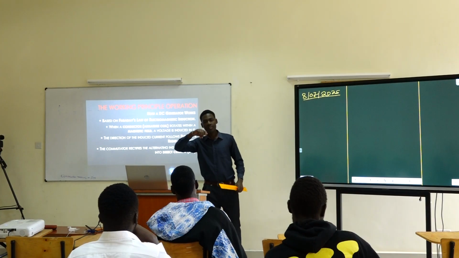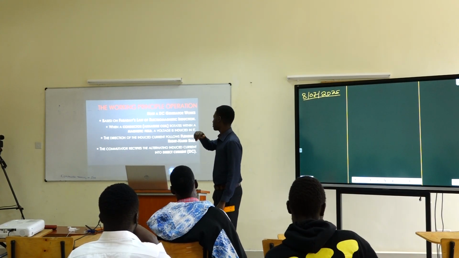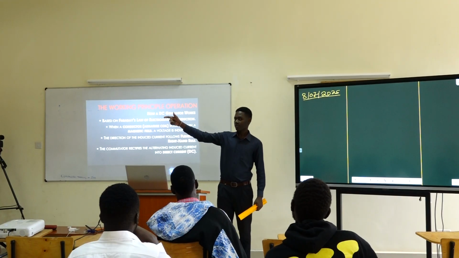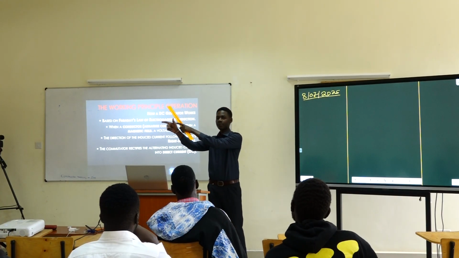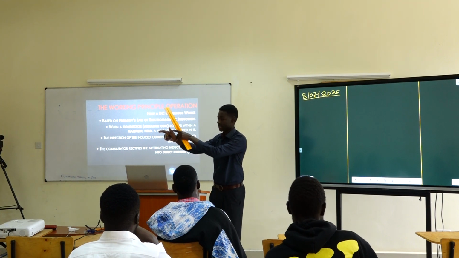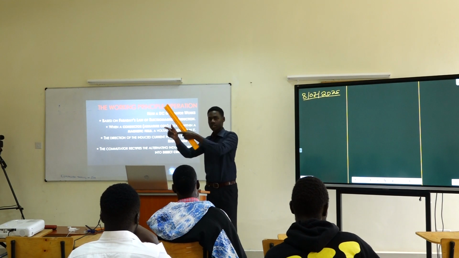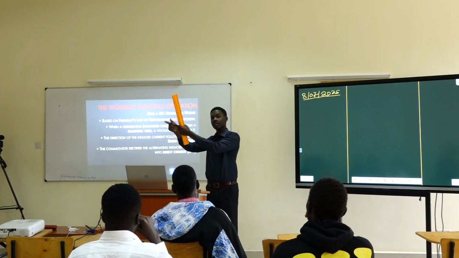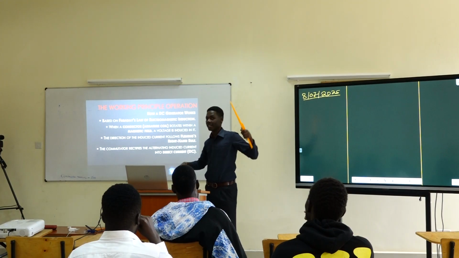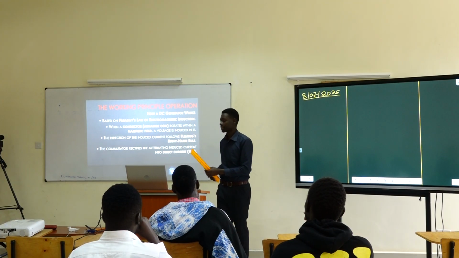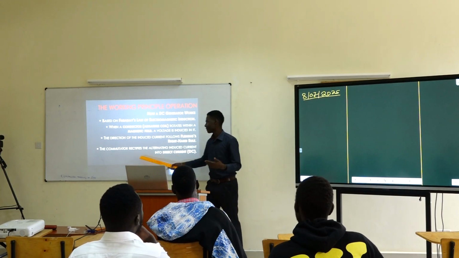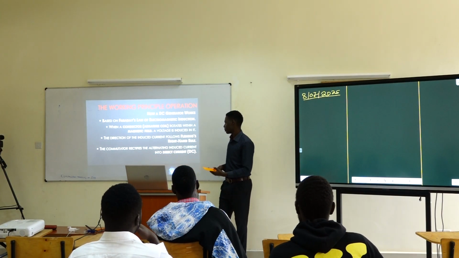From the previous class, we learned about Fleming's right hand rule. We put the right hand rule, and then the thumb shows the direction of the conductor, the index finger shows the direction of the magnetic field lines, and the middle finger shows the direction of the electric current in the circuit. So the commutator rectifies the alternating induced current.